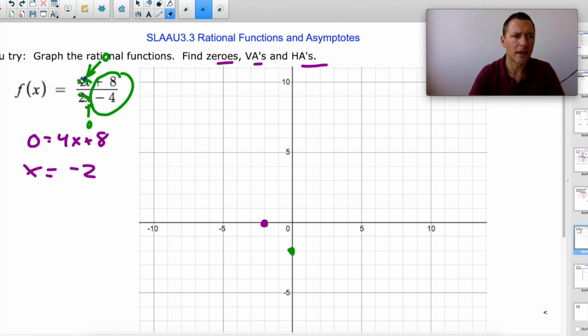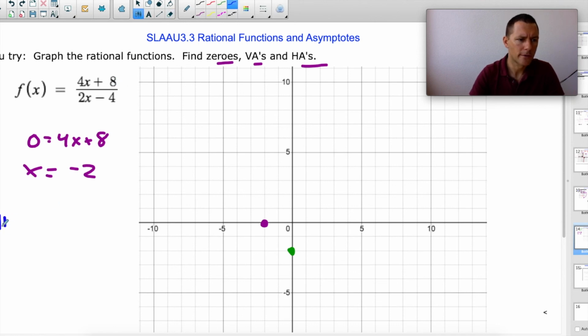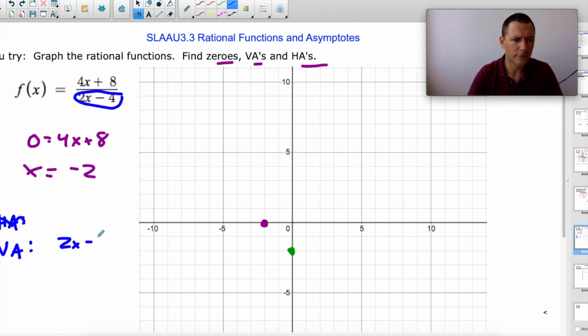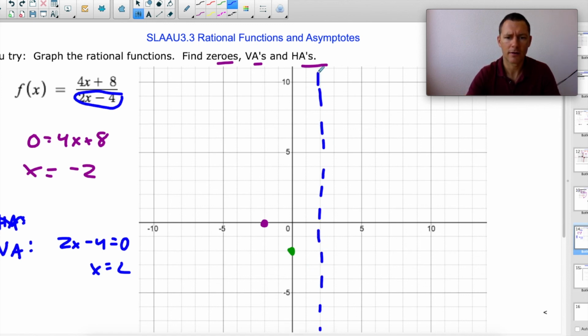We get a horizontal asymptote. Sorry, let's do the vertical. We get a vertical asymptote when the denominator is equal to 0, because we can't divide by 0. So when is 2x minus 4 equal to 0? Add 4, divide by 2, x is 2. Ooh, a lot of 2's in here. So vertical asymptote at x equals 2. So we get this thing going on.